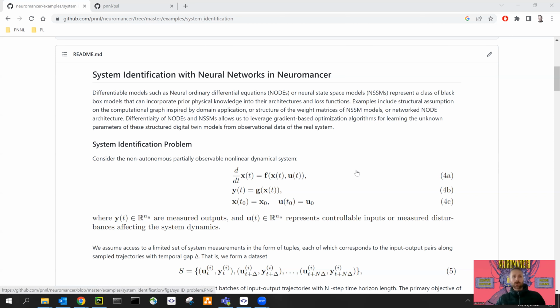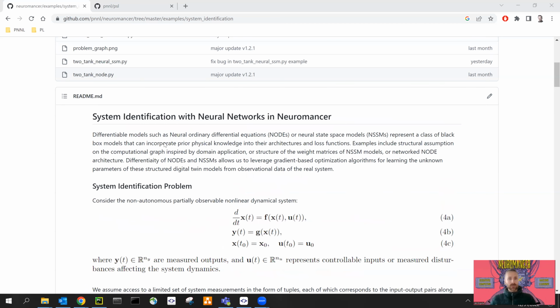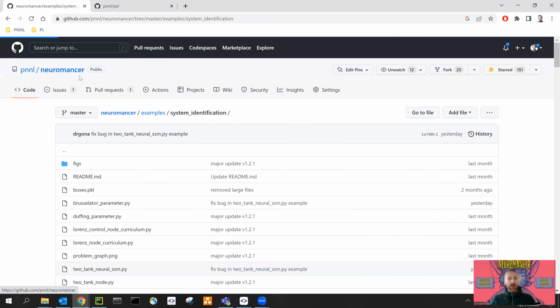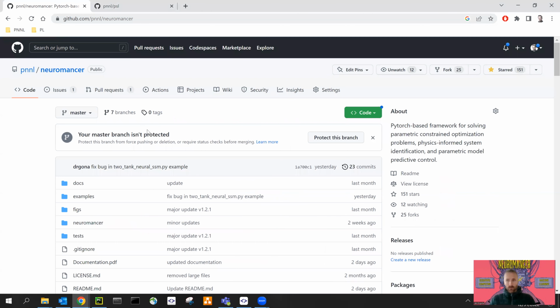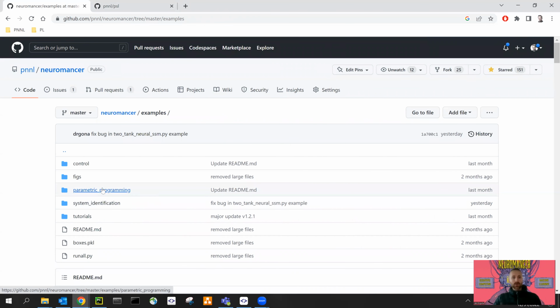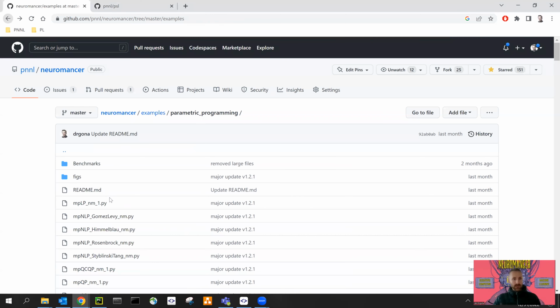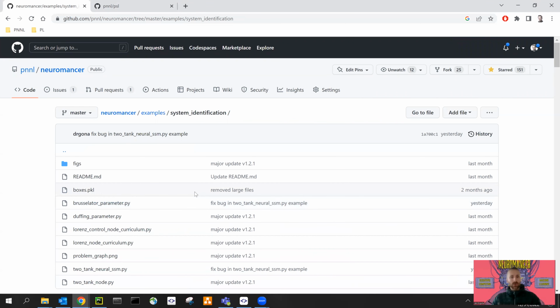First and foremost, we are working with the NeuroMANCER scientific machine learning library that is open source at GitHub that you can find on this webpage. And we assume that you have installed NeuroMANCER and everything is working well. If not, please check our introductory video with installation instructions. And today I will walk you through the examples in the system identification folder.